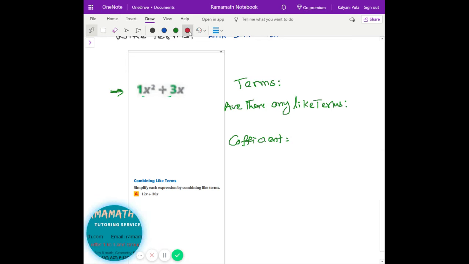All right, tell me what are the terms in this one? 3x and 1x squared. How many terms? Yeah, 2 terms. Are there any like terms? What are they? 1x and 3x. This is x, and this is x squared. So x and x squared, they're not like terms. So no like terms.